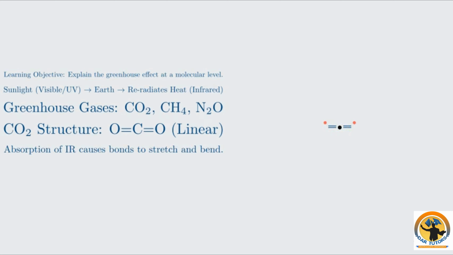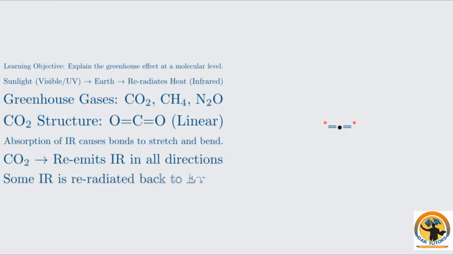After a short time, the vibrationally excited CO2 molecule releases this energy. It can re-emit the infrared radiation in any direction, or transfer it to another molecule like N2 or O2 through collisions. This process effectively traps heat. A significant portion of the re-emitted radiation is directed back towards the Earth's surface, warming the atmosphere and the planet.